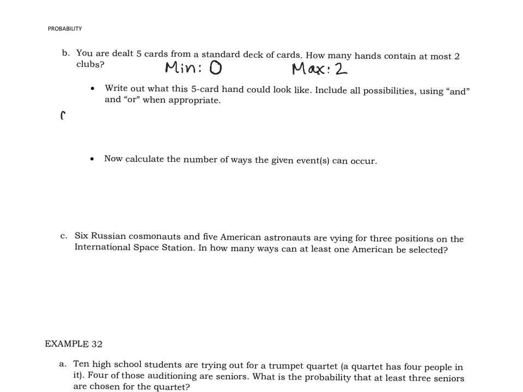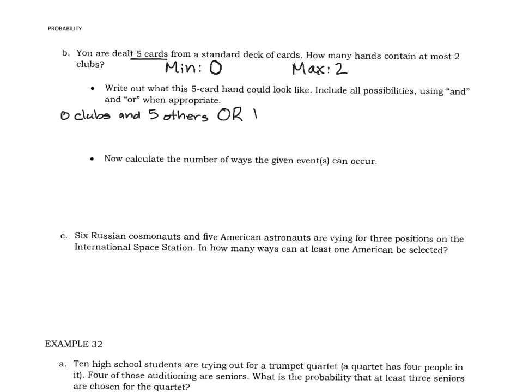So if you have 0 clubs, remember we are dealt 5 cards. So that means if we have 0 clubs, we're going to have 0 clubs and 5, we'll call them others. Or, now we're not going to go straight to the max. We know what the minimum is and what the max is, so there's something in between there, right?